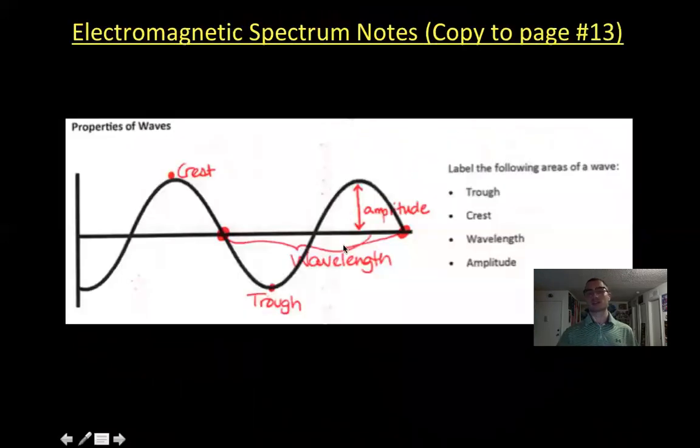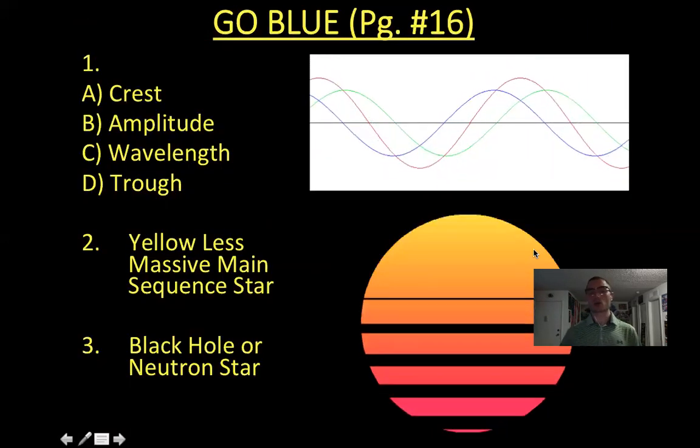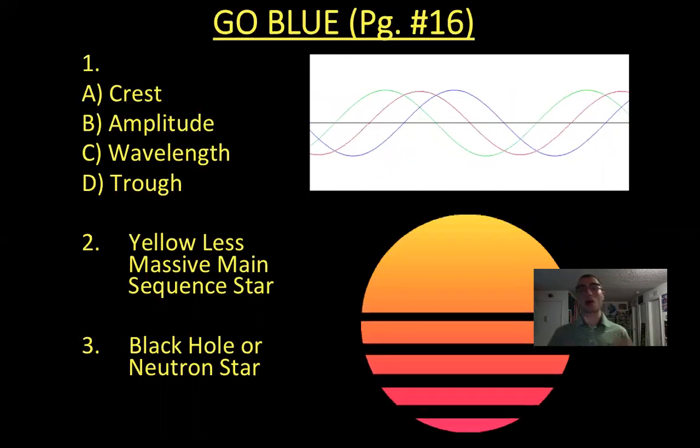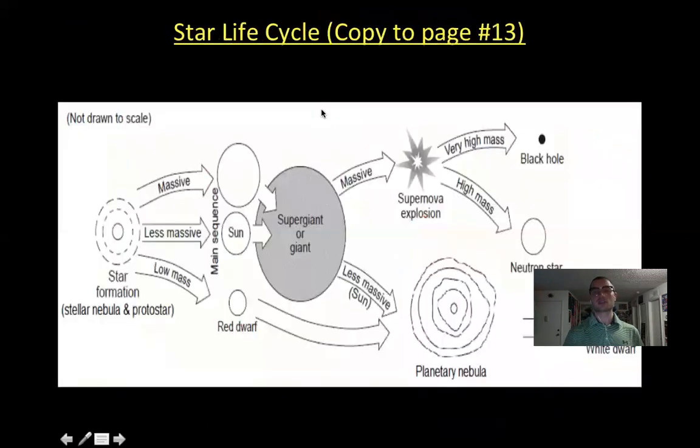And then again, we can see here, this is for question number 1 again, right? Crest, trough, wavelength, amplitude. Okay, but we can see here again, with our most massive stars, we're going to get a black hole, or what we know as a high mass star, which is going to end up as a neutron star. So our answers again are going to be black holes or neutron stars, depending on how massive it is exactly. Okay, again, we needed these on page 13 from yesterday. Today's Go Blue is going to be on page 16.